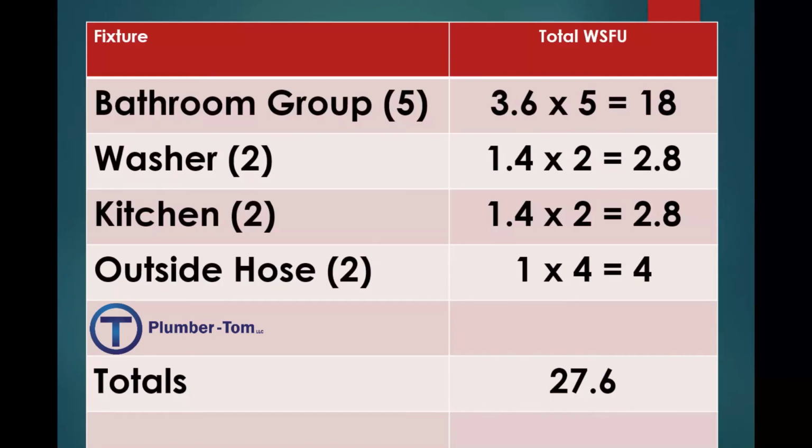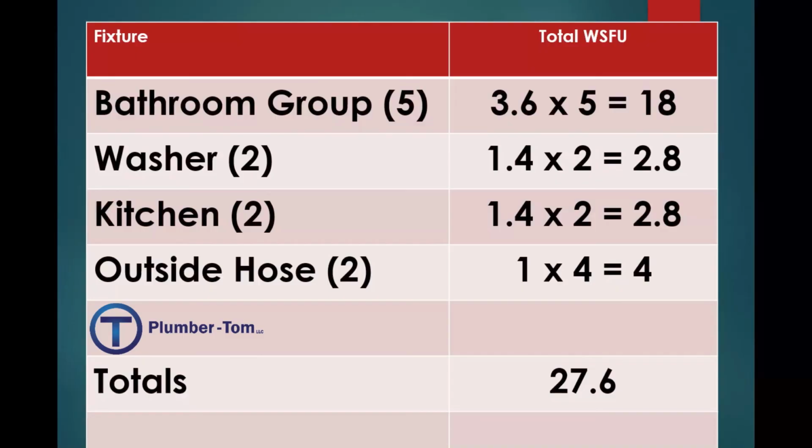So here we have it on a table listed out. We've got the bathroom groups. There's 5 of those. When we look at the combined cold and hot water supply fixture units, for a bathroom group, it's 3.6. So 3.6 times 5 is 18 water supply fixture units. The washers are worth 1.4. There's 2 of those, so we have 2.8 water supply fixture units. The kitchen also worth 1.4 combined. And we have 2 of those, so we've got another 2.8 water supply fixture units.